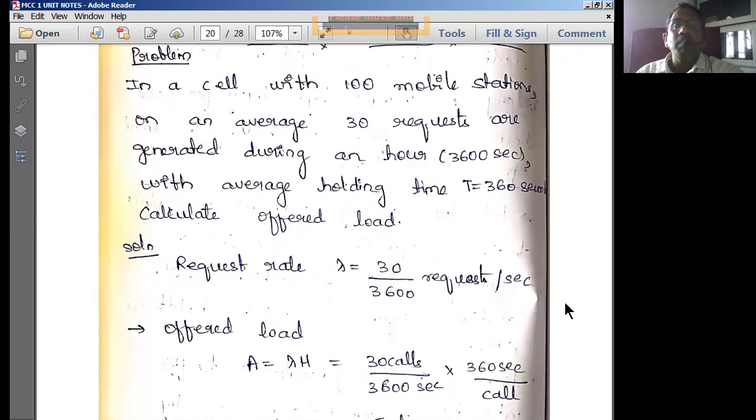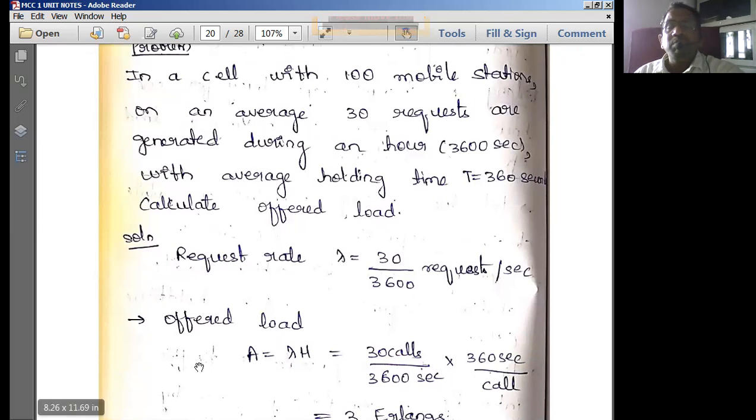So let us look into a simple problem now. In a cell with 100 mobile stations, that means there are 100 mobile units in a particular cell. What do you mean by a cell? A cell is not a cellular mobile phone. A cell is the total area of coverage of a base station. So in a cell with 100 mobile stations, on average, 30 requests are generated during 1 hour. 1 hour means 3600 seconds.